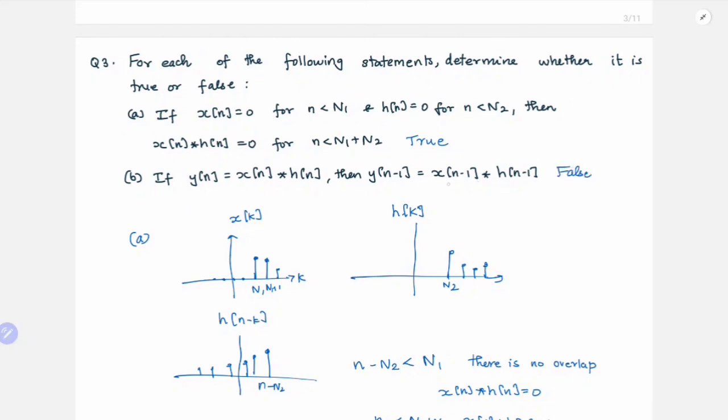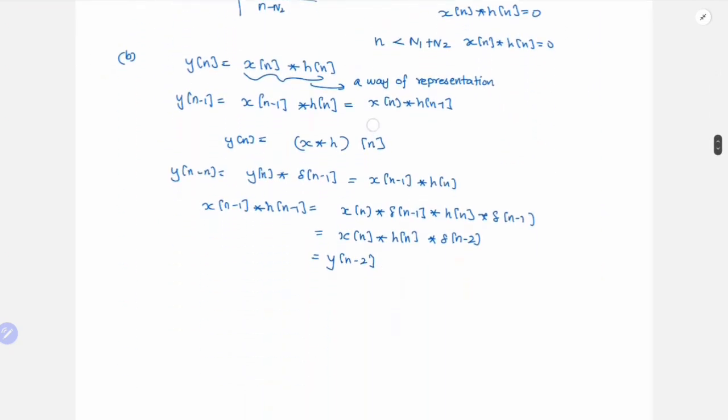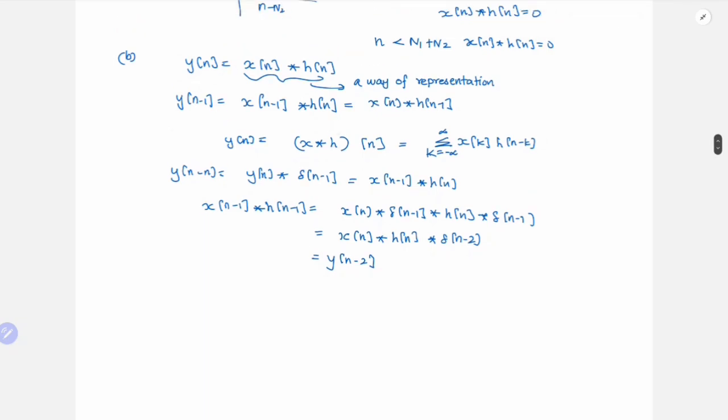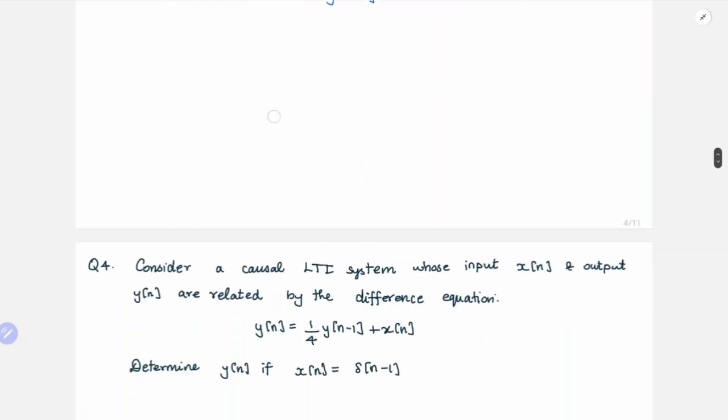So you should always remember that it is only a way of representation we are doing this. It is not that in reality you have to substitute both with n minus 1. Because the actual operation of convolution itself, summation k equal to minus infinity to infinity, x of k, h of n minus k. So now in this operation, it is mathematically true and you can substitute n with n minus 1. But this is just for the representation case. There is no mathematics involved here. Okay? So that is all with this question.